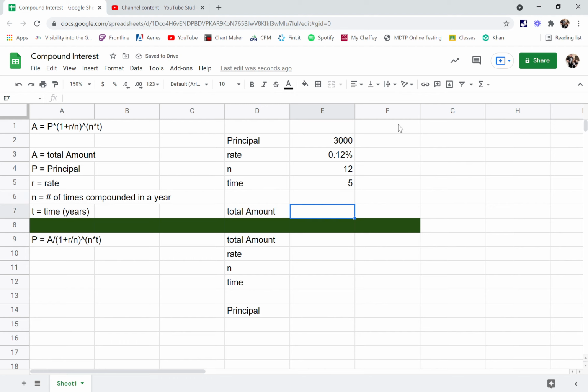Okay. Total amount, here we go. The total amount is going to be equal to the principal. 3,000 times, open parentheses, 1 plus R over N, so that'd be 0.12% divided by 12. Close parentheses. We're going to do shift 6 for the exponent. It's that little up arrow. In parentheses, and then we have the N value times the T value of 5. Close parentheses. Hit enter.